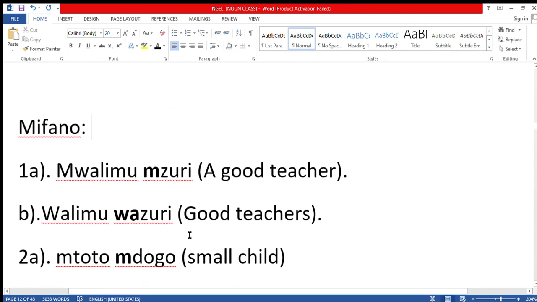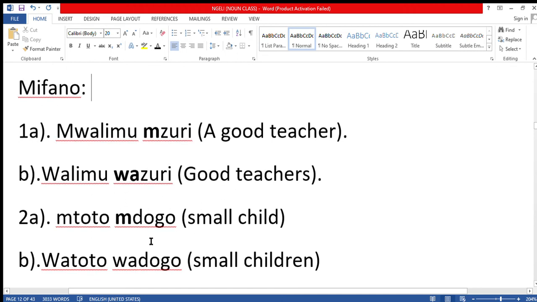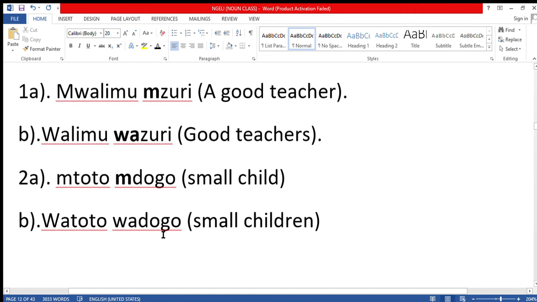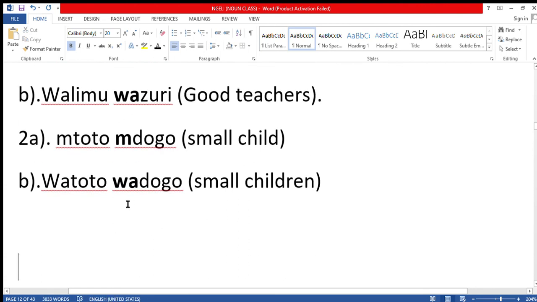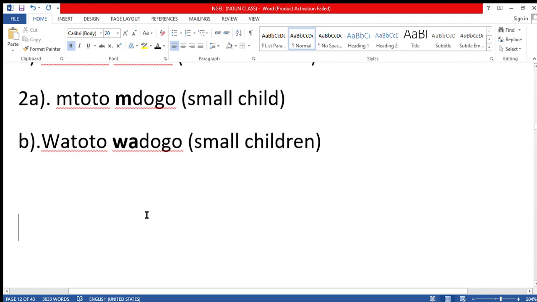Walimu wazuri, good teachers. Mtoto mdogo, small child. Watoto wadogo, small children.